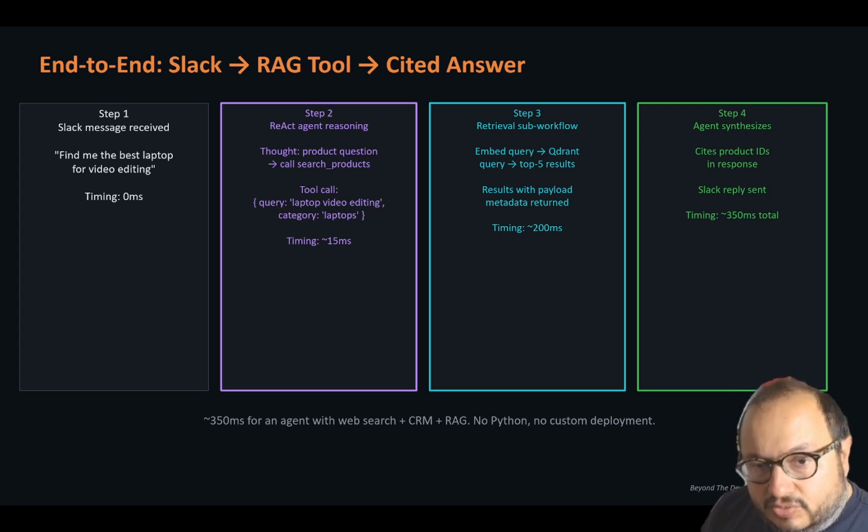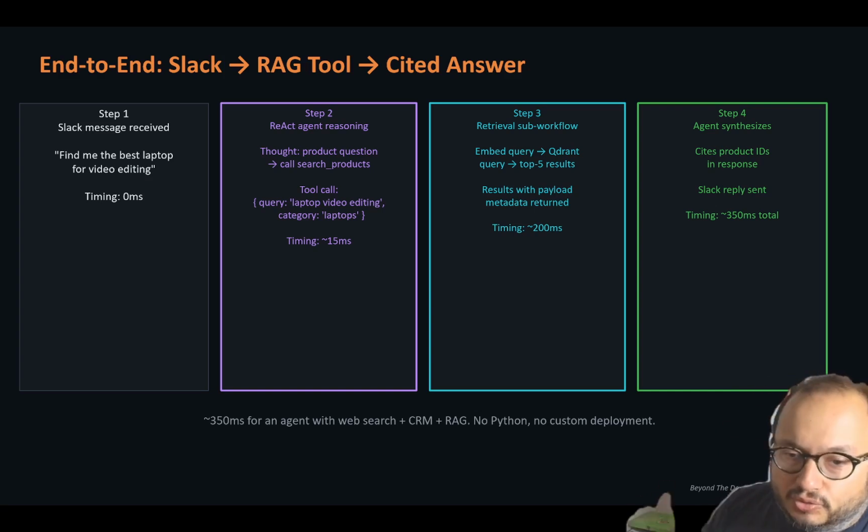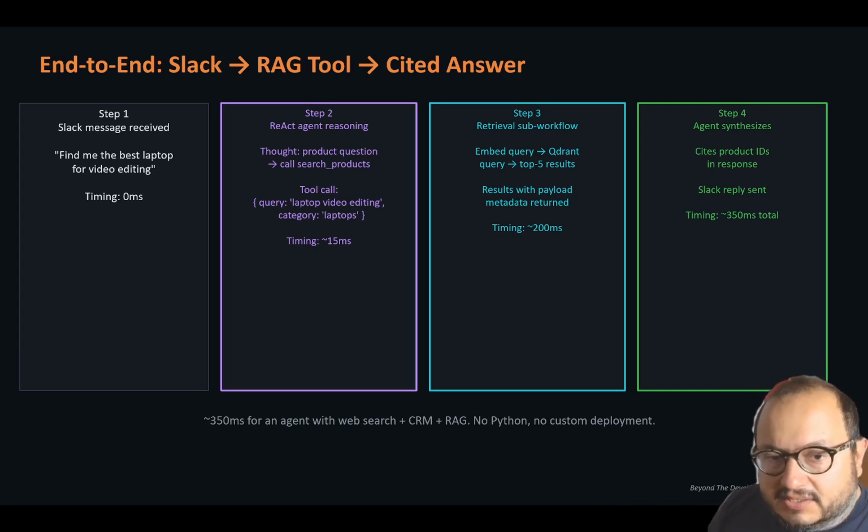Compare this to the web search flow from episode 2 at 1200 milliseconds. RAG from a local Qdrant instance is significantly faster than a live web search API, and the results are scoped to your actual product category. No hallucination from the web results, no off-brand products, no outdated pricing. Let me wrap up with what we built and what episode 4 covers.